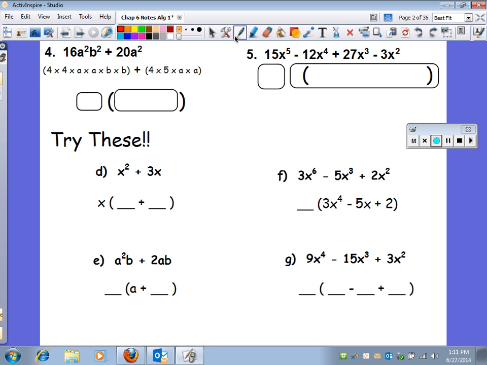In this first one, if you look at it, this 16 is 4 times 4. A squared is A times A. B squared is B times B. So that's all of this broken out. 20 is 4 times 5. And A squared is A times A. So we look for commonalities. We look for things in common. Like there's a 4 here and there's a 4 there. There's 2 A's here and there's 2 A's here. So I'm thinking that the 4 and the A squared would be my common factor. So we're going to put 4 and A squared. Inside the parentheses, we would see what's left. There's a 4 and a B squared plus, there's a 5, and that's it.